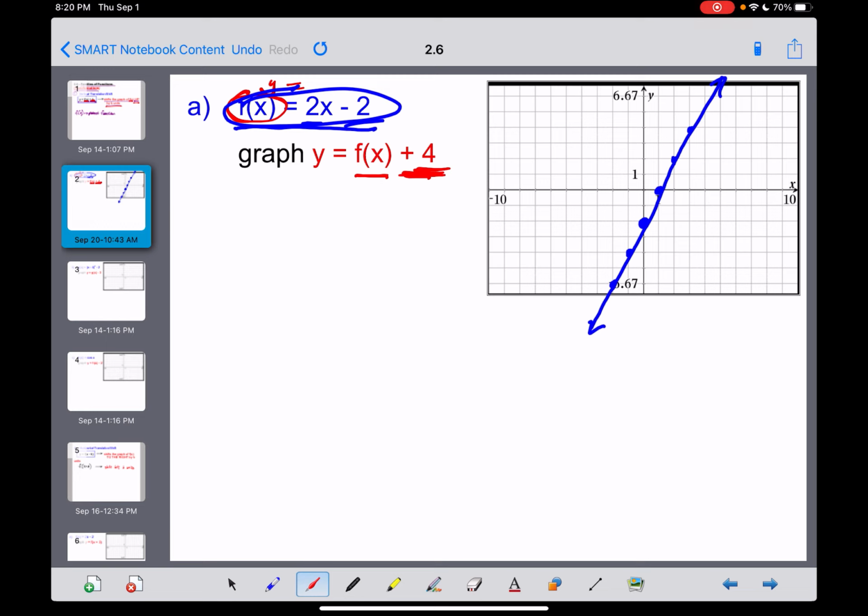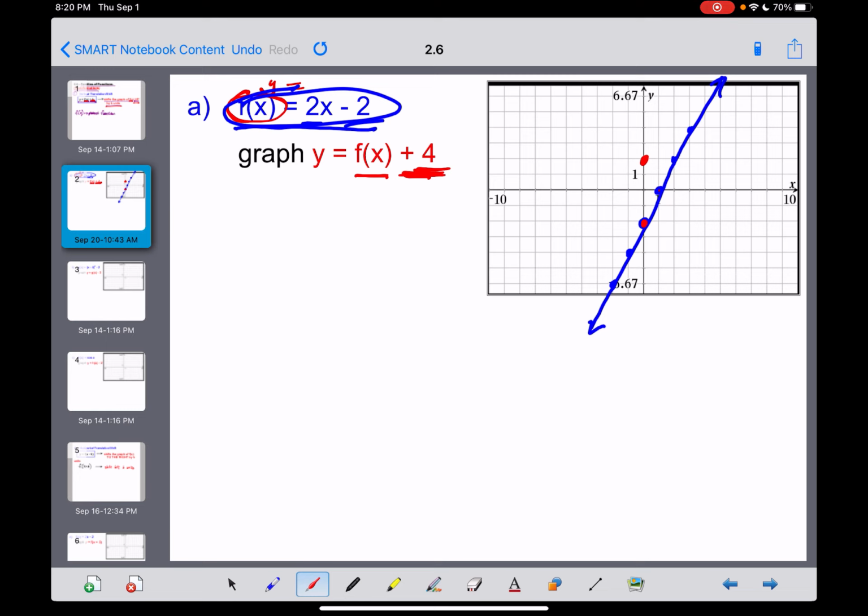So in red now, I'm going to graph what the function f of x plus 4 would look like. Every single point that we graphed in blue, I'm now going to shift 4 units up. So we started with our y-intercept that was right here at negative 2. I'm just going to move that point up 4 units. 1, 2, 3, 4. This is the y-intercept of my new function.